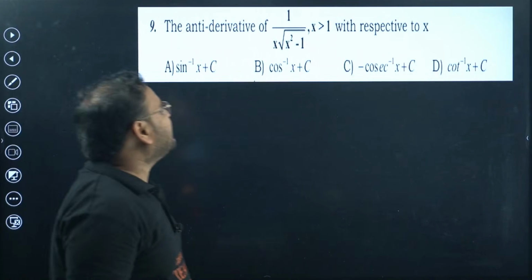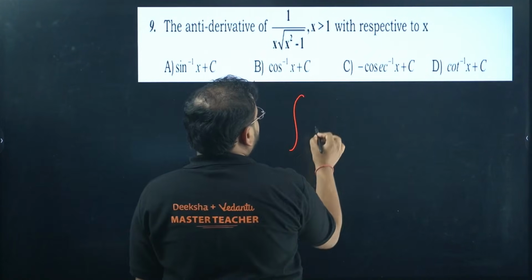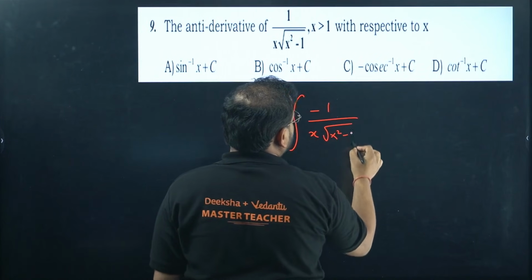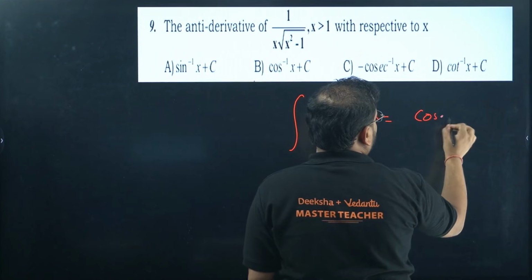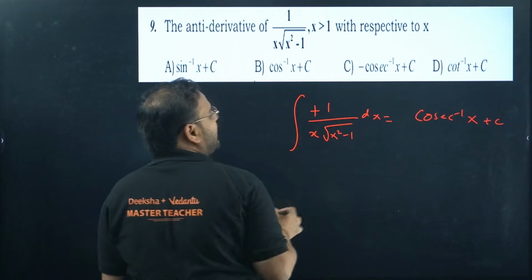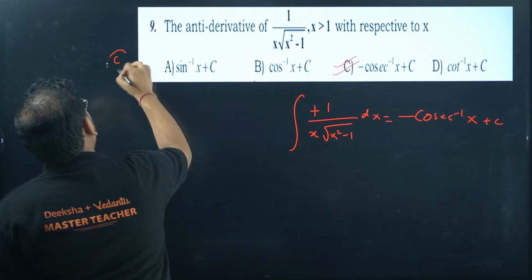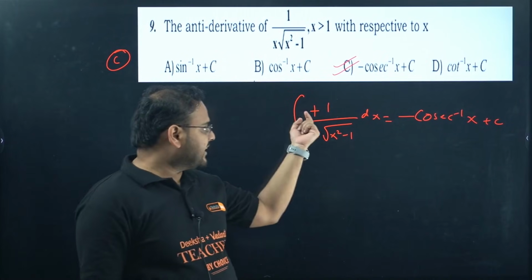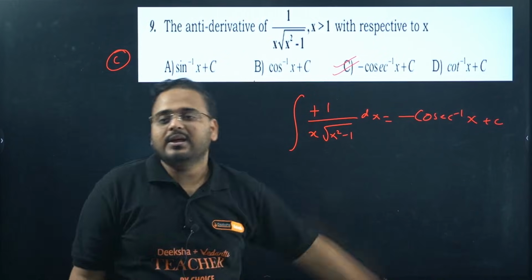Ninth one, the antiderivative. This is a formula based problem, directly formula. Okay, if you have minus 1 upon x times root of x square minus 1 with dx, this is given by what? Cosec inverse of x plus c. In this case, this is positive, so I have to make this negative. Option C is correct. This is formula. Okay, this is negative and this will be positive. I have here plus in the question given to us, hence this will be negative.